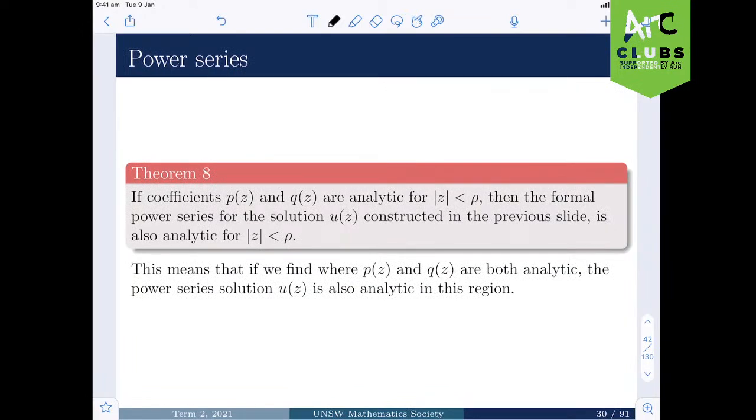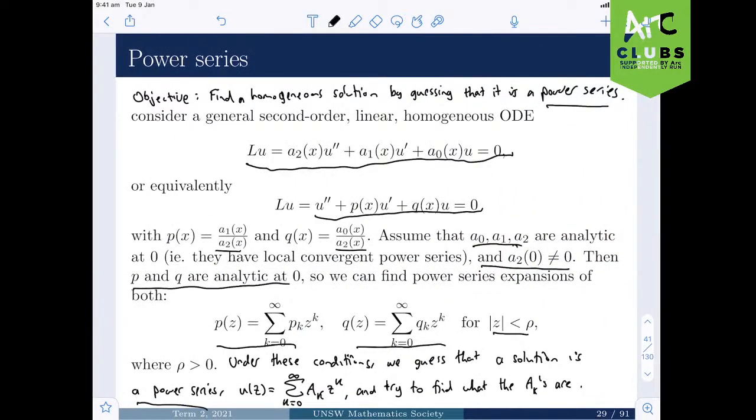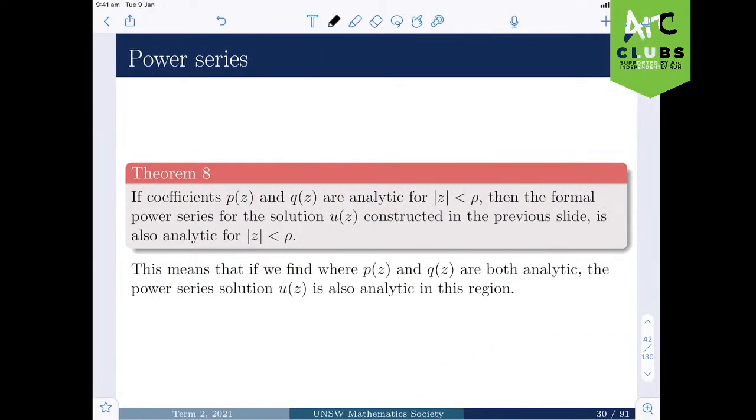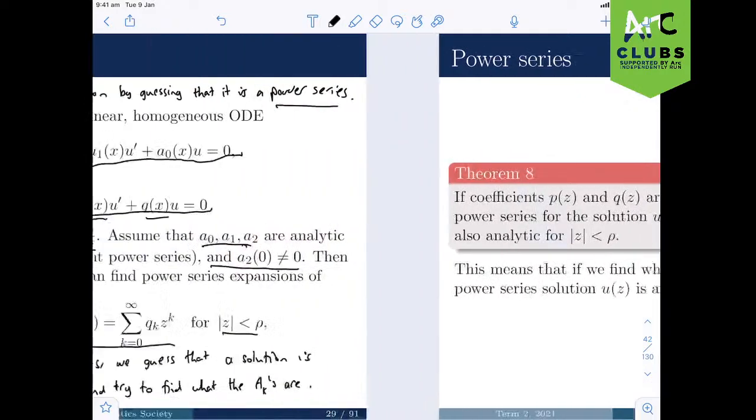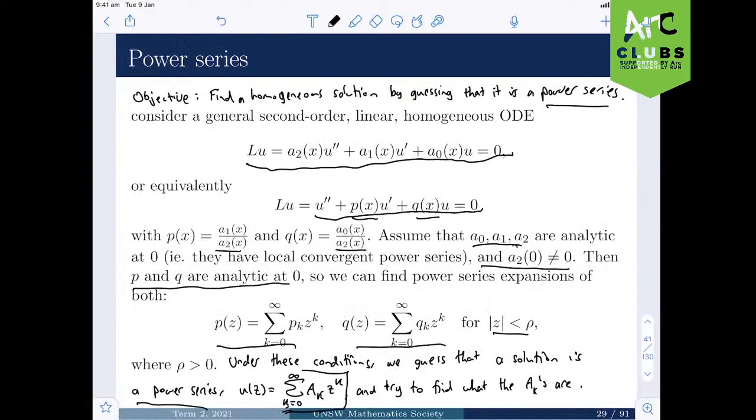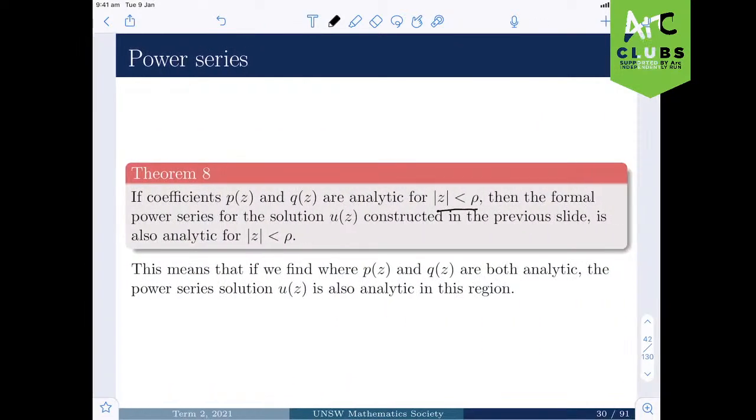So this is a theorem. If the coefficients p(z) and q(z) from before, so these ones, are analytic on this interval, then the formal power series for the solution u(z), this one, is also analytic for that same interval. This means that if we find where P and Q are both analytic, the power series solution u is also analytic in that region.